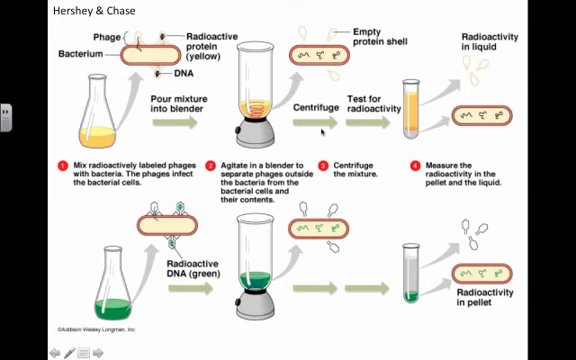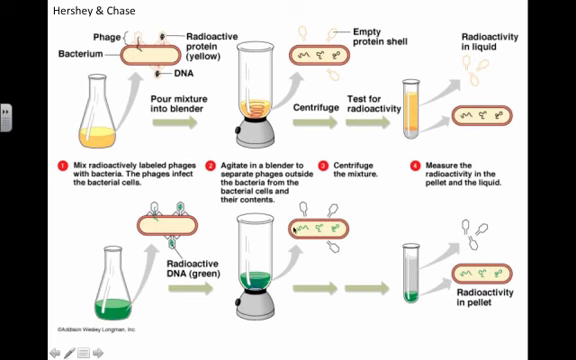And then you centrifuge them. When you centrifuge, you spin really fast, and the heavy stuff goes to the bottom. And then you look for where does the radioactivity go. Well, the cells are going to wind up in this pellet here, and the supernatant's going to contain the empty protein shells, because the bacteria are a lot heavier than the capsid protein of the phage. And so when you label the protein, you wind up with radioactivity in the supernatant, in the liquid, and none really in the pellet.